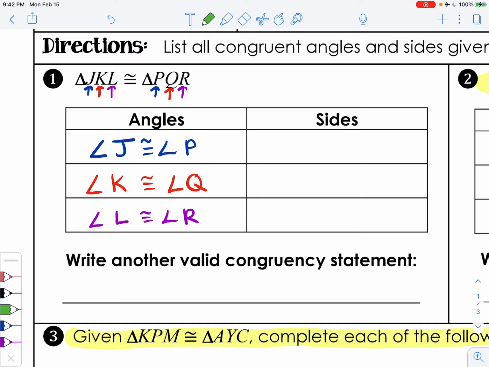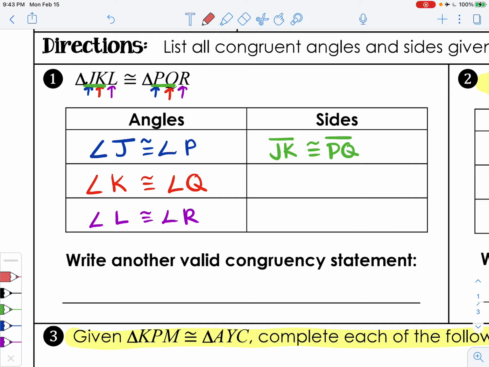Now, just like the angles, we can do the same for the sides. But remember, to list a line segment, you have to use the beginning and ending points on that segment, right? So it should be 2 letters. So we're going to go through and look for the first 2 letters in each triangle. So here we've got JK and then PQ. So that means side JK, and we do the bar for line segment if you remember, is congruent to the line segment PQ.